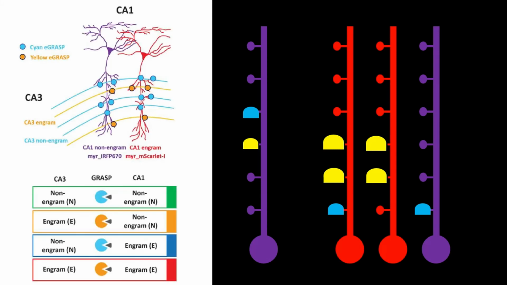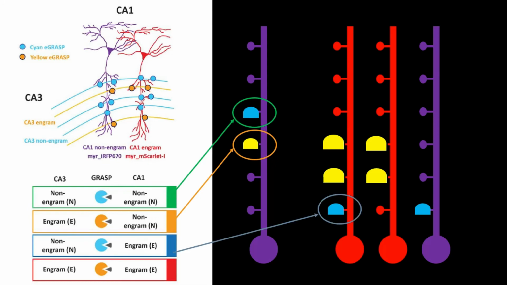Here is a figure from the Choi et al. paper that shows these four classes of synapses. A cyan synapse on a purple CA1 neuron is a connection from a non-engram cell to a non-engram cell. A yellow synapse on a purple CA1 neuron is a connection from an engram cell onto a non-engram cell. A cyan synapse on a red CA1 neuron is a connection from a non-engram cell onto an engram cell. And crucially, a yellow synapse onto a red CA1 neuron is a connection from an engram cell onto another engram cell.